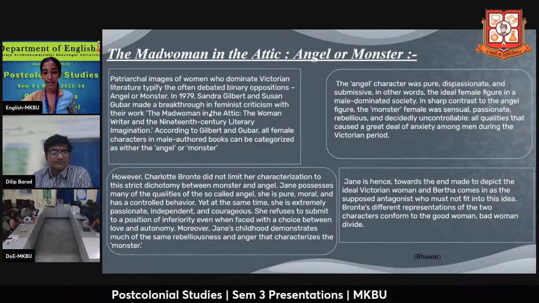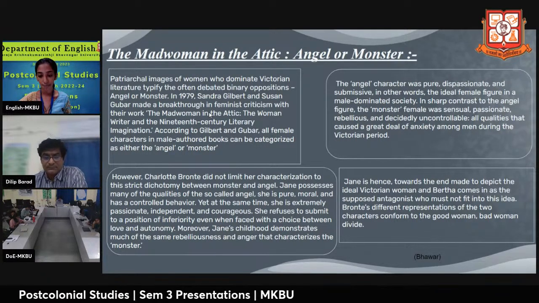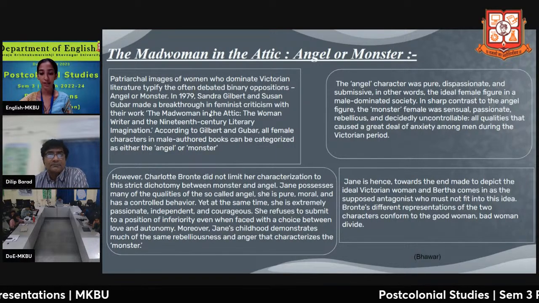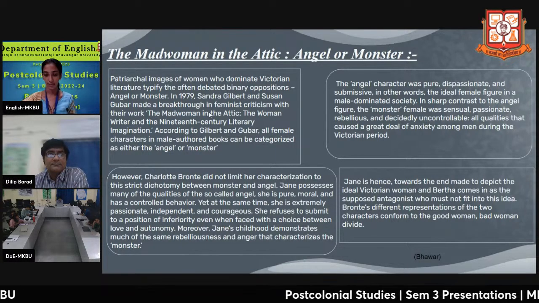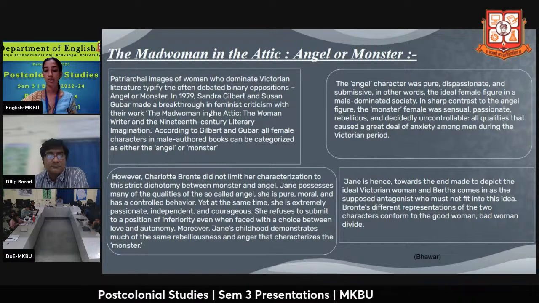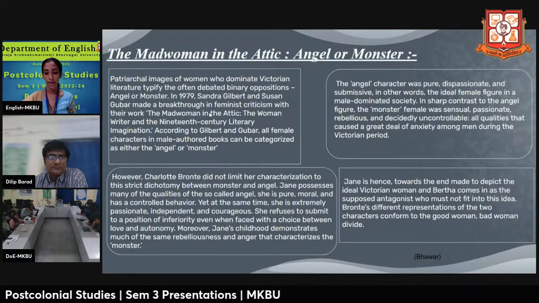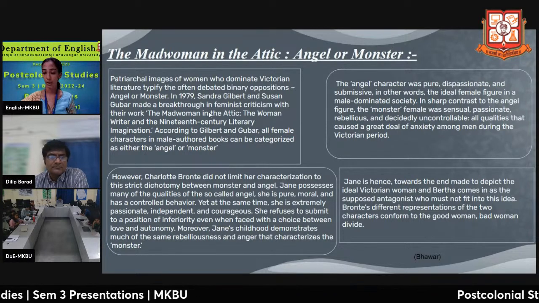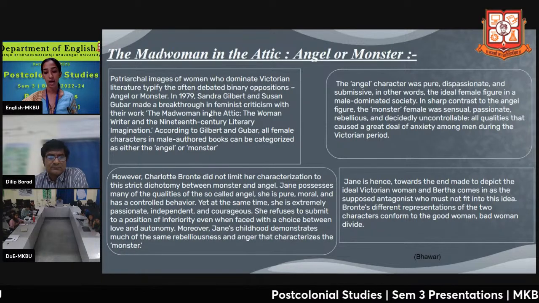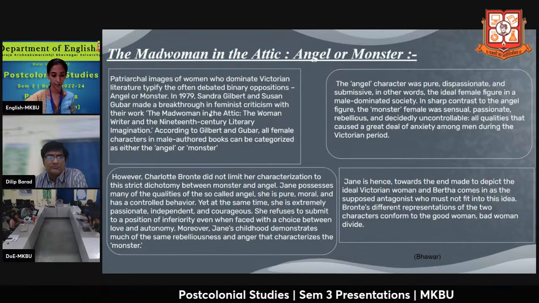The angel character was pure, passionate, and submissive. In other words, the ideal female figure in a male dominated society. In sharp contrast to the angel figure, the monster female was sensual, passionate, rebellious, and decidedly uncontrollable. All qualities that caused a great deal of anxiety among men during the Victorian period.